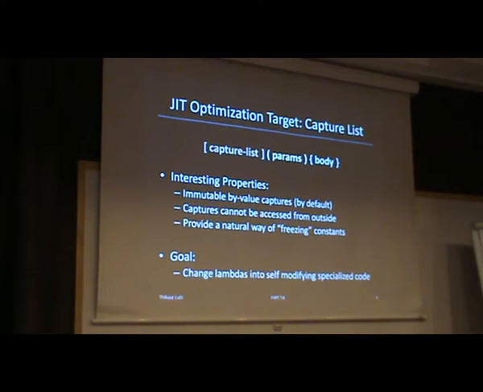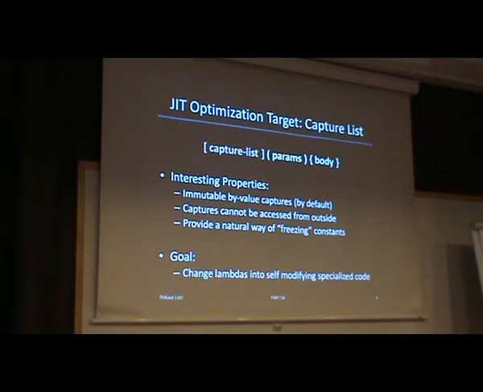But the capture list has some very interesting properties, especially when you capture by value and create a copy of the objects that you're capturing, because this object cannot be accessed from anywhere else outside the code. So it's a concept of strong ownership. You know by construction that it's not accessible elsewhere. And the syntax provides a very nice way of freezing constants. When you write a Lambda function in C++, it's kind of intuitive which variables should be frozen, should be captured, and which ones should be parameters.